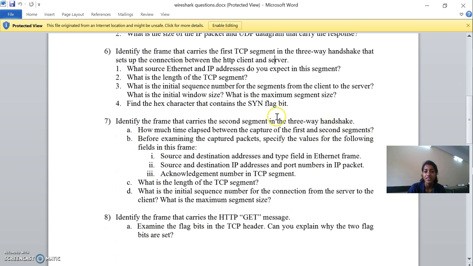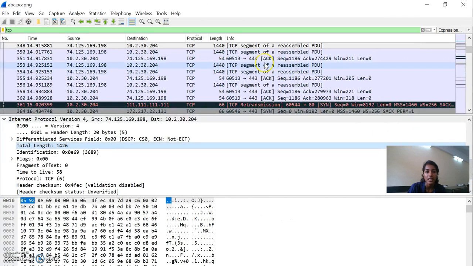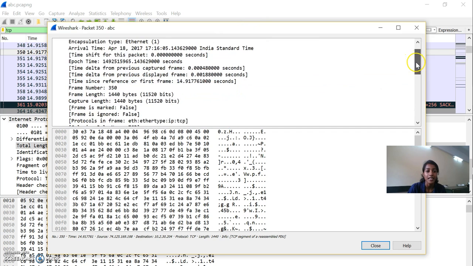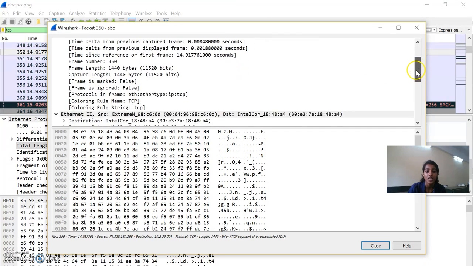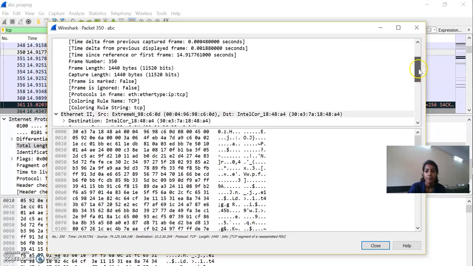Identify the frame that carries the second segment in the three-way handshake. How much time elapsed between the capture of the first and second segment? Okay, now they ask about the second segment. We were verifying the first segment till now. So go here, click on the second segment. So these are the information related to the second segment. Similarly, as we got to know the information of the first segment, you have to learn about the second segment as well.